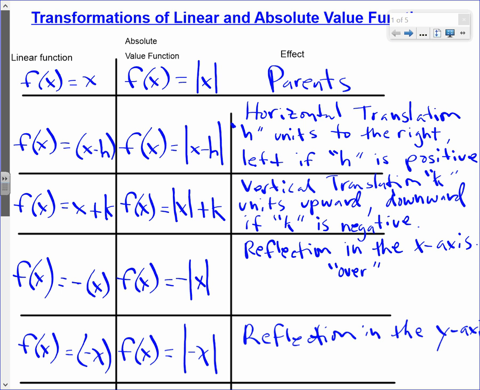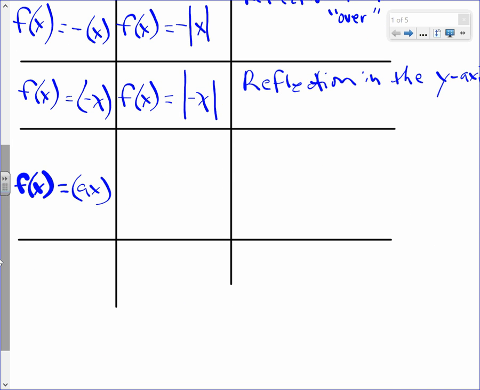In other words, here's your parent. What if we multiply that x by some number a? What's going to happen? And let's do the same with the absolute value. Do this with me. What the heck is going to happen here? Look at that. So a is just any number. What if I take any number and multiply by that x? What is it going to do to the graph? Well, watch and see.